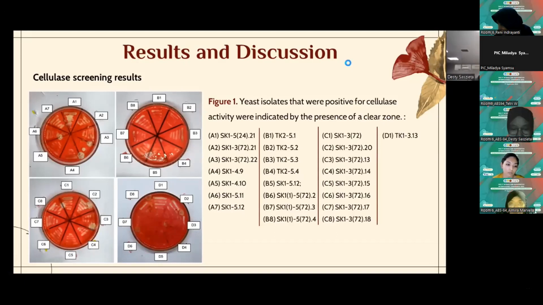The formation of a clear zone shows that the cellulose in the medium is hydrolyzed by the cellulase enzyme into a simpler compound, namely cellobiose, which is then converted into two glucose molecules. This shows that yeast can decompose cellulose compounds and form a clear zone on CMC medium due to the process of breaking the glycosidic bonds in CMC medium by the activity of the cellulase enzyme produced by the yeast.